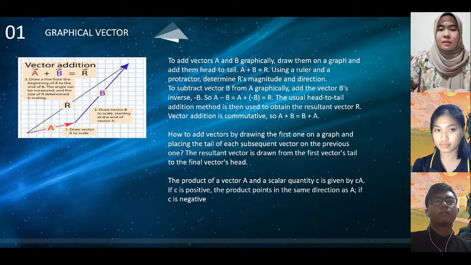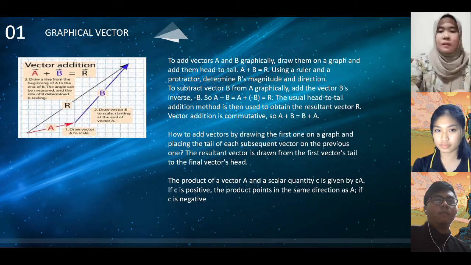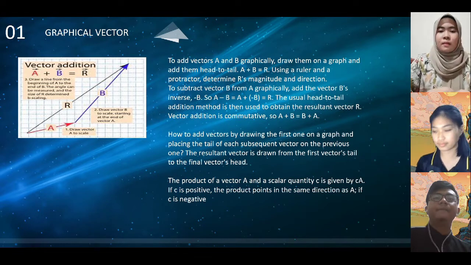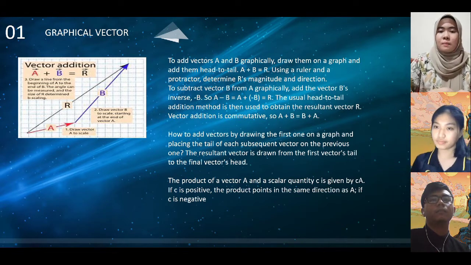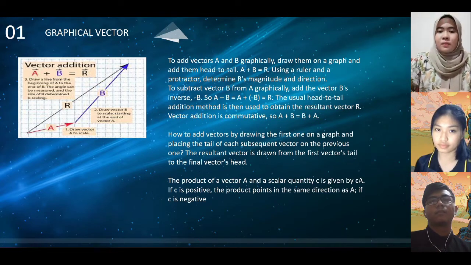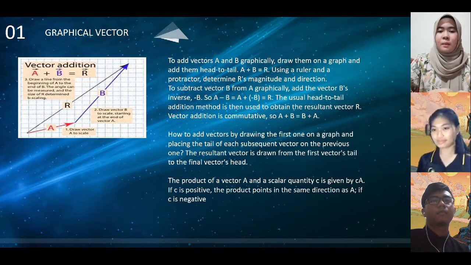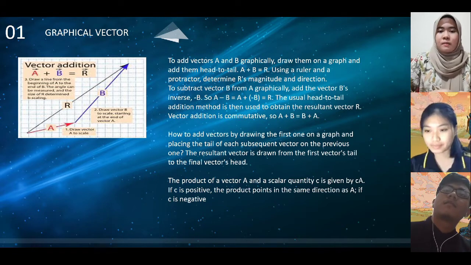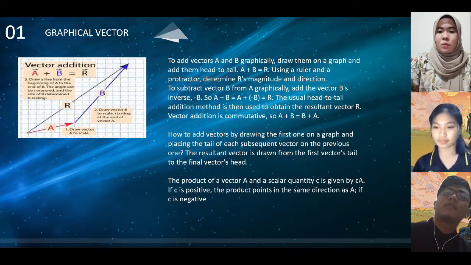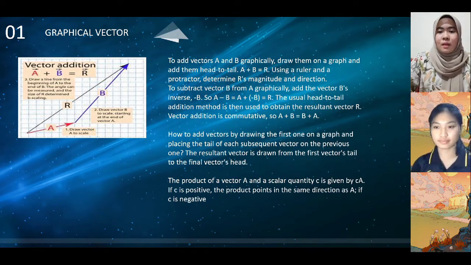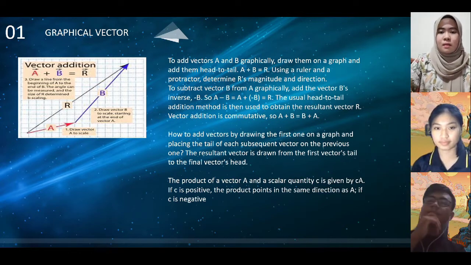Graphical vectors. To add vectors A and B graphically, draw them on a graph and add them head to tail. A plus B equals R. Using a ruler and a protractor, determine R's magnitude and direction. To subtract vector B from A graphically, add the inverse vector, minus B. So A minus B equals A plus minus B equals R. The usual head to tail addition method is used to obtain the result vector R.